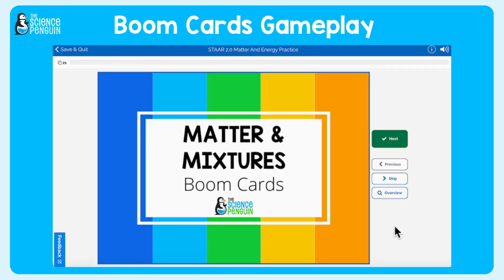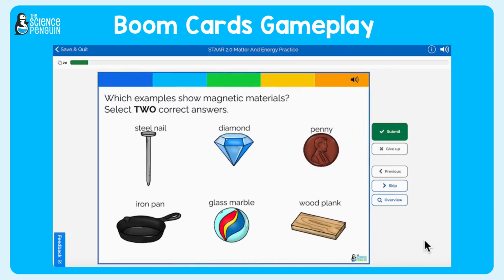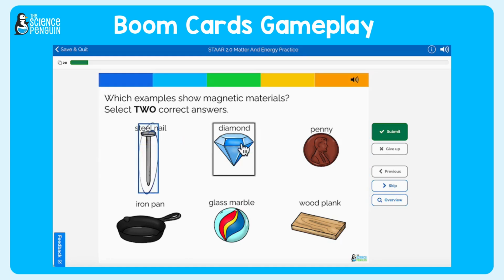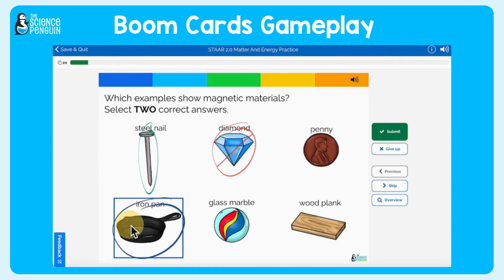Let's practice gameplay with one of our sets. We'll use matter and mixtures as an example. This question functions similarly to a hotspot. When you move the cursor around, you see options that you can choose, and it always tells you how many correct answers to choose. For this example, let's get one wrong and see what happens. It tells you with a pop-up and a noise that you're incorrect, so you can go back and fix it.